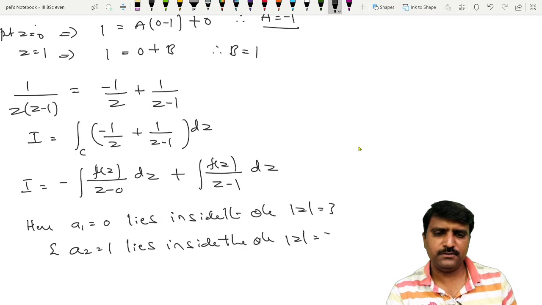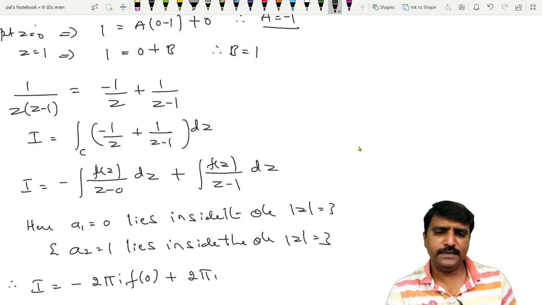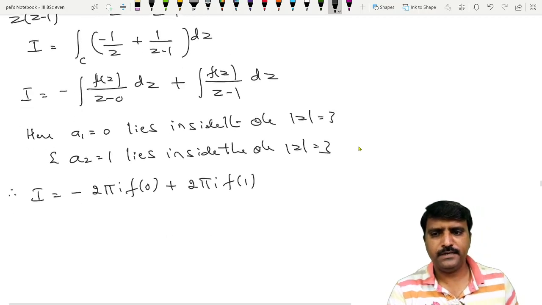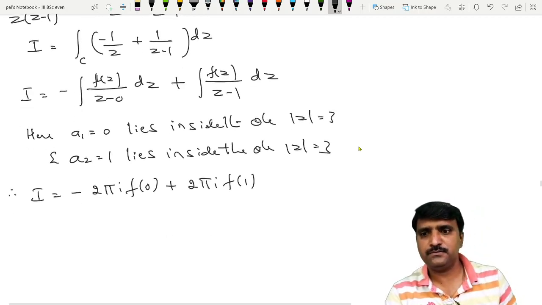Mod z is equal to 3. So in both the cases we can use the Cauchy's integral formula. Therefore I is equal to minus 2 pi i into, in the first case it is f of 0 because a is 0 here, plus 2 pi i into, in the second case it is 1, so that is f of 1.